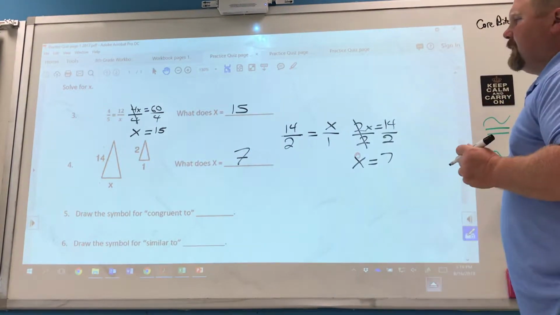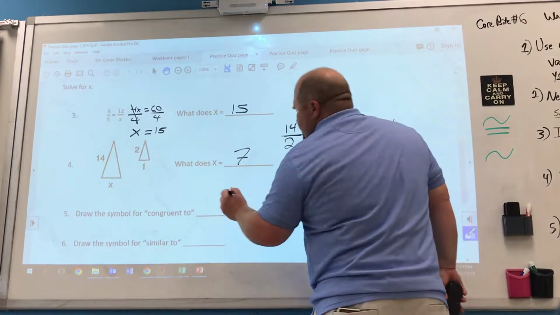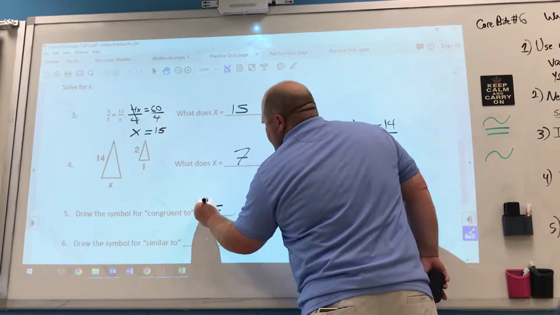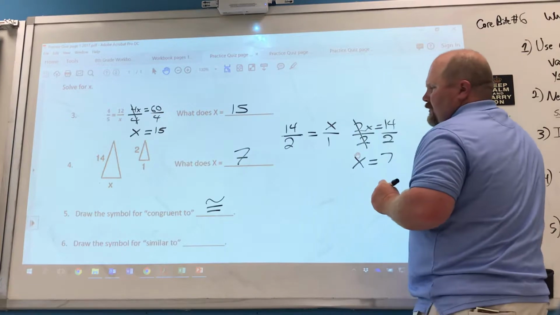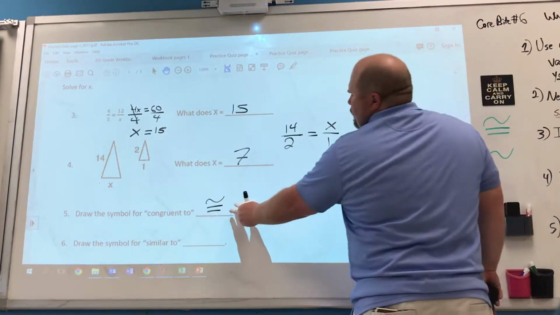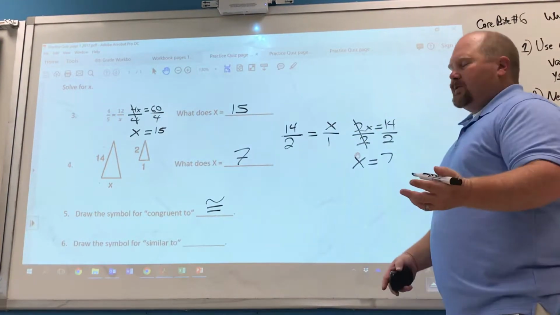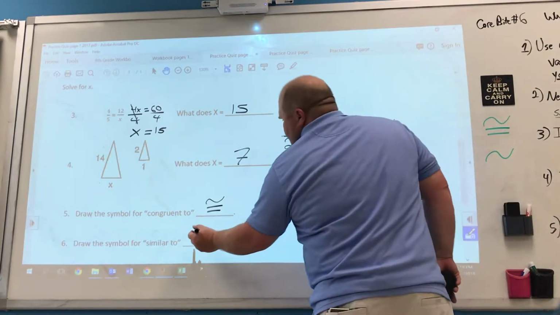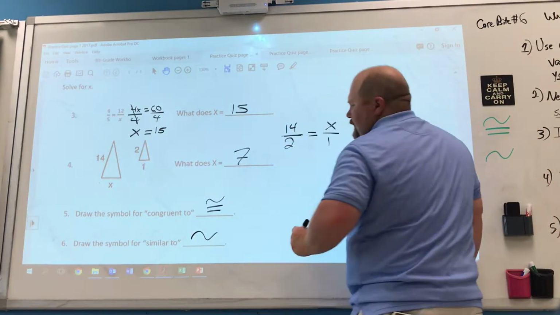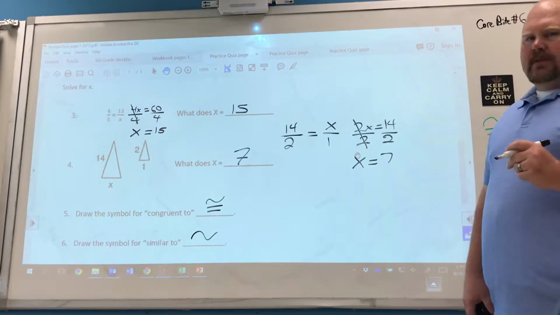All right, number 5, draw the symbol for congruent to. Remember, congruent to has an equal sign in it, and it kind of looks like toothpaste on a toothbrush. It has an equal sign because congruent is equal to something else. Similar to kind of looks like a snake. S for similar to, S for snake.